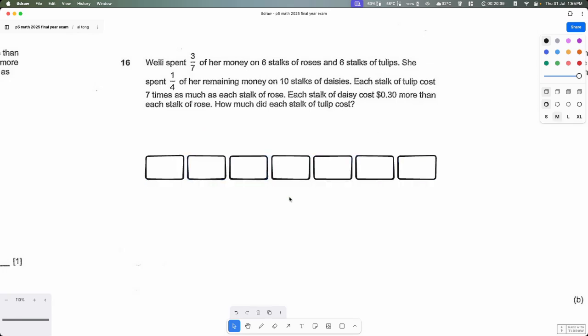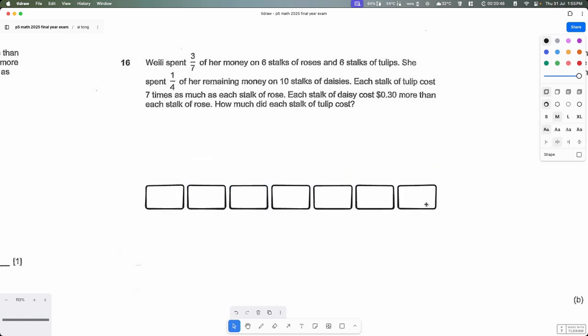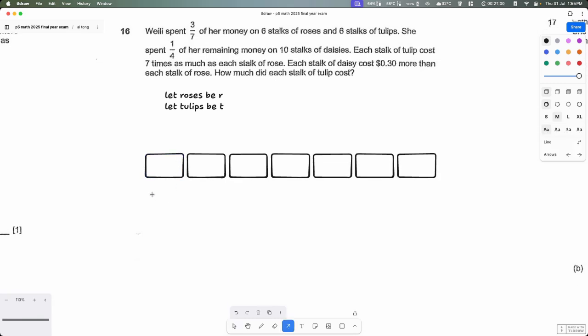In this 3 out of 7 of her money, she bought 6 stalks of roses and tulips. So I'm going to use simultaneous equations. Let roses be R and let tulips be T. With this, 3 out of 7 is basically 6 roses plus 6 tulips.